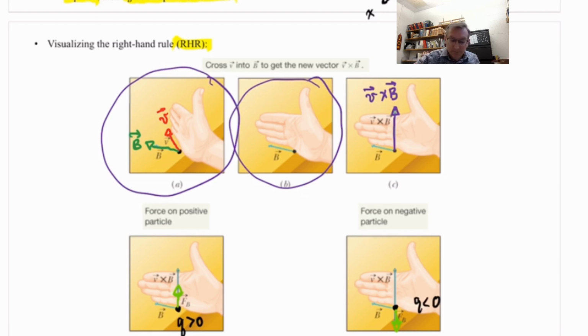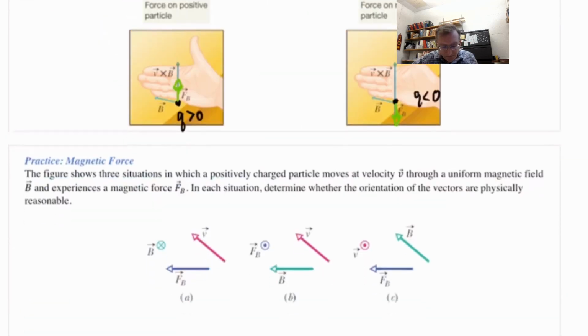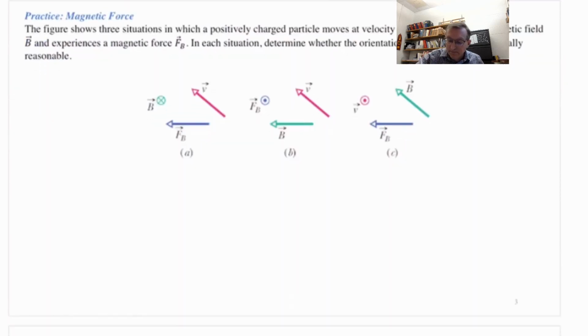All right, let's do a little practicing together with the magnetic force. Okay, so we got a figure here. We have three situations in which a positively charged particle, that's important, moves at velocity v through a uniform magnetic field B arrow and experiences a magnetic force FB arrow. They didn't actually draw the particle, which they had. I would tend to put it right where the velocity vector arrow is. So in A and B it would be like that, and in C it's behind that V arrow.